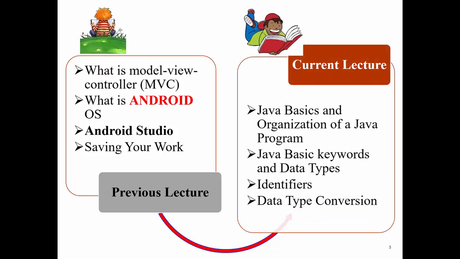Today, we'll start discussing Java basics and the organization of any Java program. Also, we're going to discuss keywords and data types. In any programming language, we have a set of data types that we can use to declare variables. We're going to discuss them today. Also, we're going to discuss identifiers, how we name them, and the conventions to name identifiers. And we're going to see some examples about data type conversions.